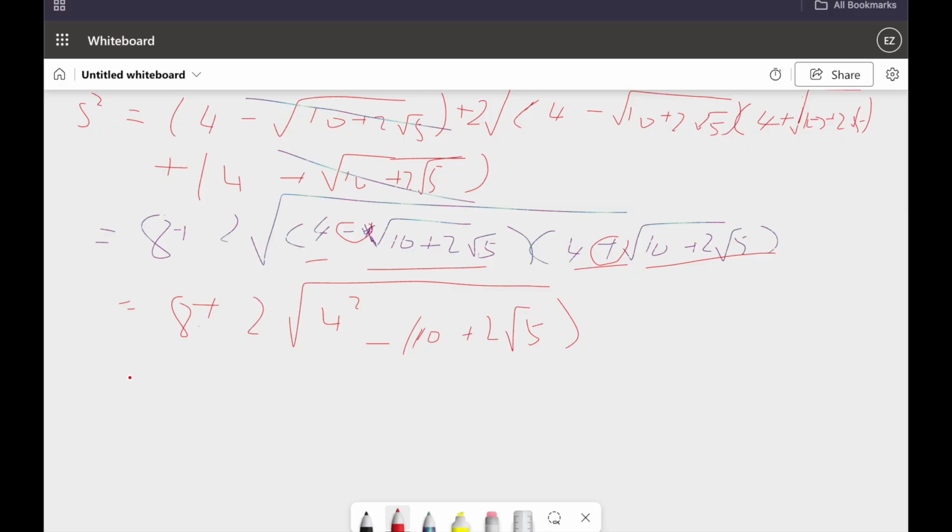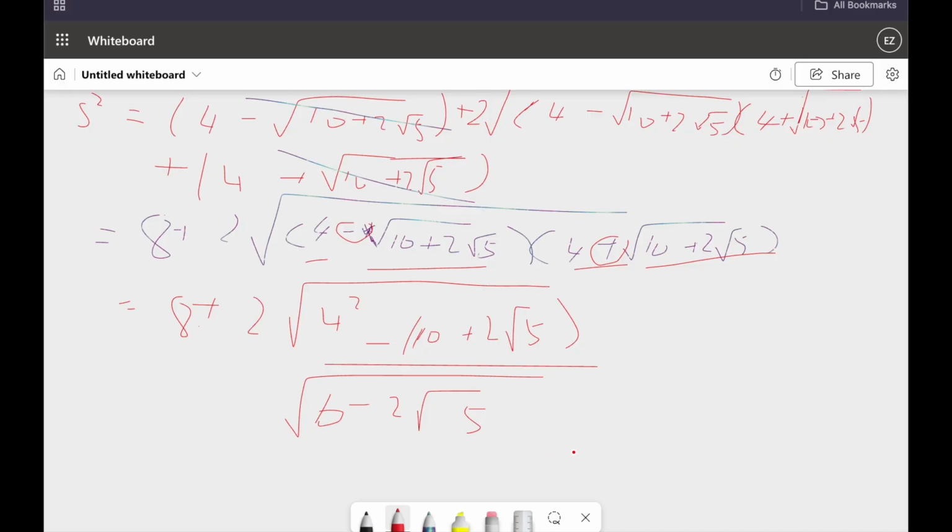Now what do we do? We see a familiar structure, 4 squared minus 10 plus 2 square root 5. By simplifying, we get 6 minus 2 square root 5, under the square root. Okay.